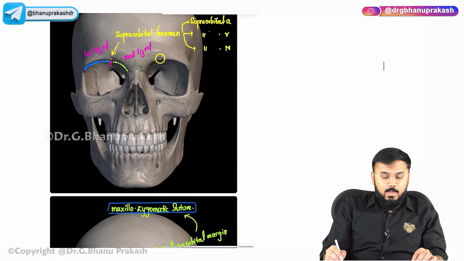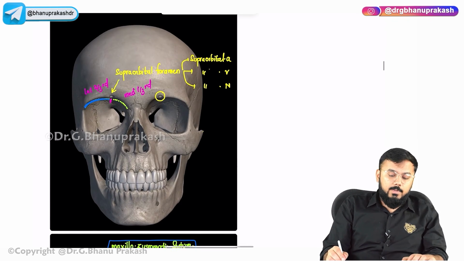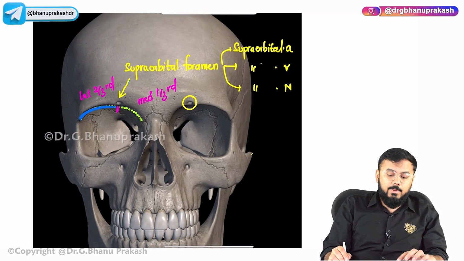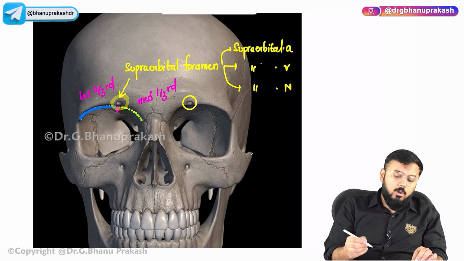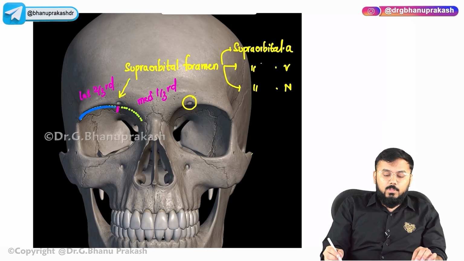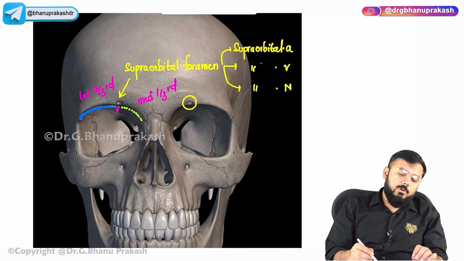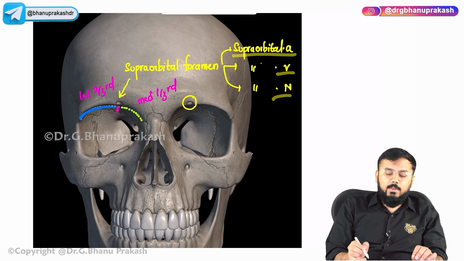Okay, now when it comes to the supraorbital region, the junction between the medial 1/3 and lateral 2/3 of the supraorbital region has a small notch like this, right? Fossa or foramen. This is called as supraorbital foramen. Within this supraorbital foramen, you have got supraorbital artery, vein and nerve.